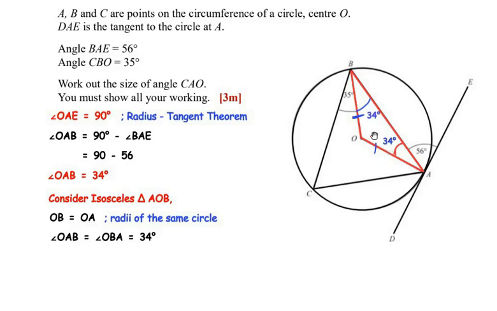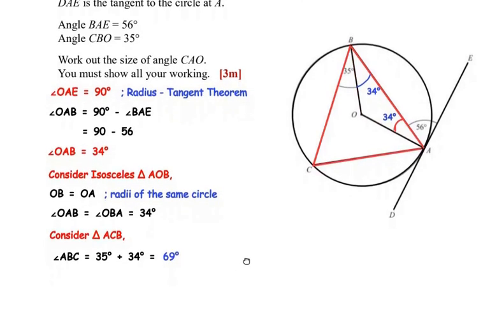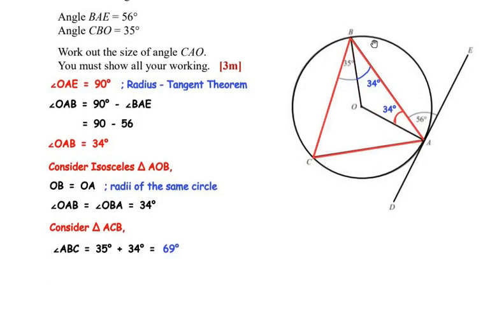Now let us focus on the triangle ABC. Consider the triangle ACB, which we have highlighted over here. Angle ABC is equal to 35 degrees plus 34 degrees. So this total angle ABC now becomes 69 degrees.